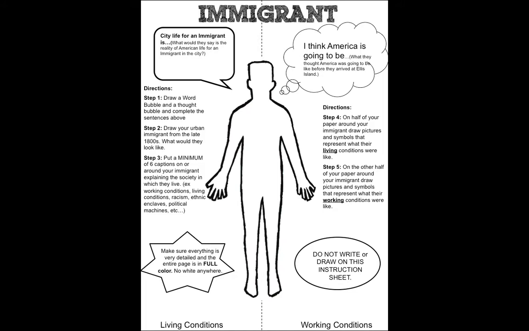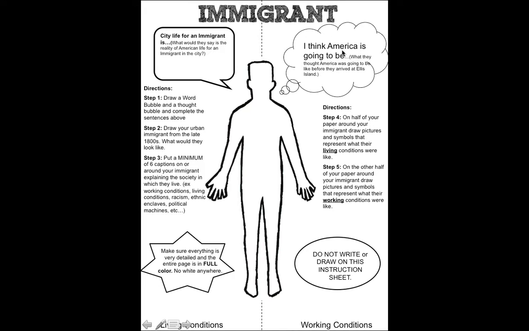Alright, and in this picture, the very first step, step 1, you're going to draw a word bubble and a thought bubble. The word bubble looks like this. The thought bubble has circles. Alright, and then you're going to complete the sentences above. So in your word bubble, city life for an immigrant is. What would they say is the reality of American life for an immigrant in the city? That's what you write in the word bubble.